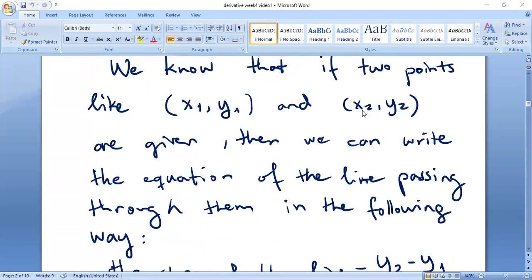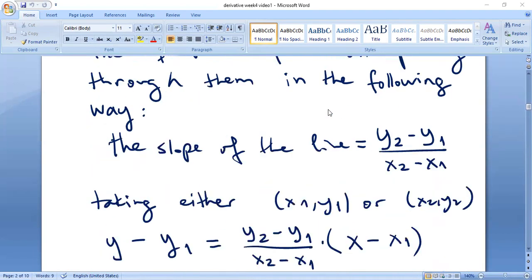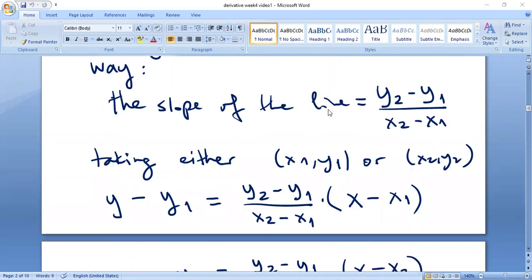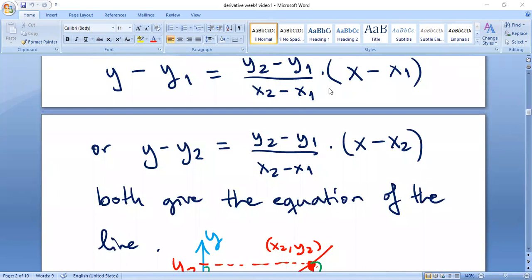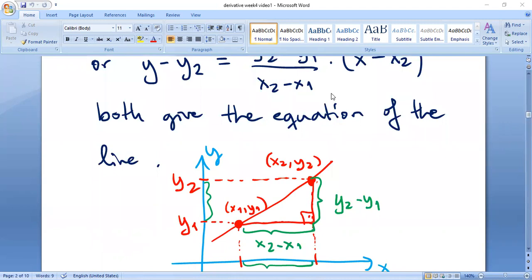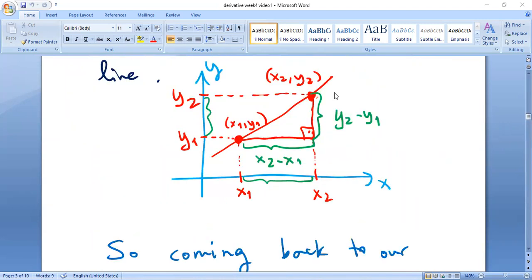We know that if 2 points like x1, y1 and x2, y2 are given, then we can write the equation of the line passing through them in the following way. The slope of the line is equal to y2 minus y1 over x2 minus x1. Taking either of these points, we can write the equation as y minus y1 equals the slope times x minus x1, or y minus y2 equals the slope times x minus x2. Both give the equation of this line, which is shown in this picture.